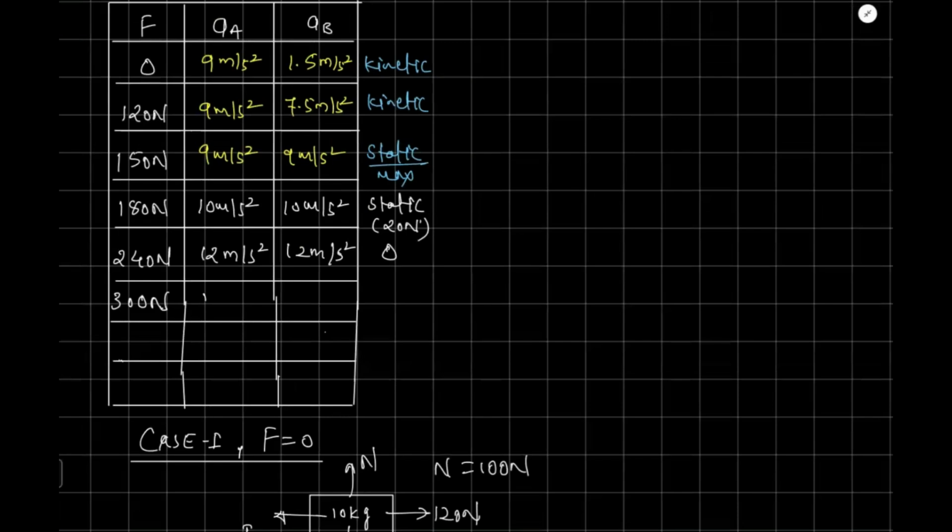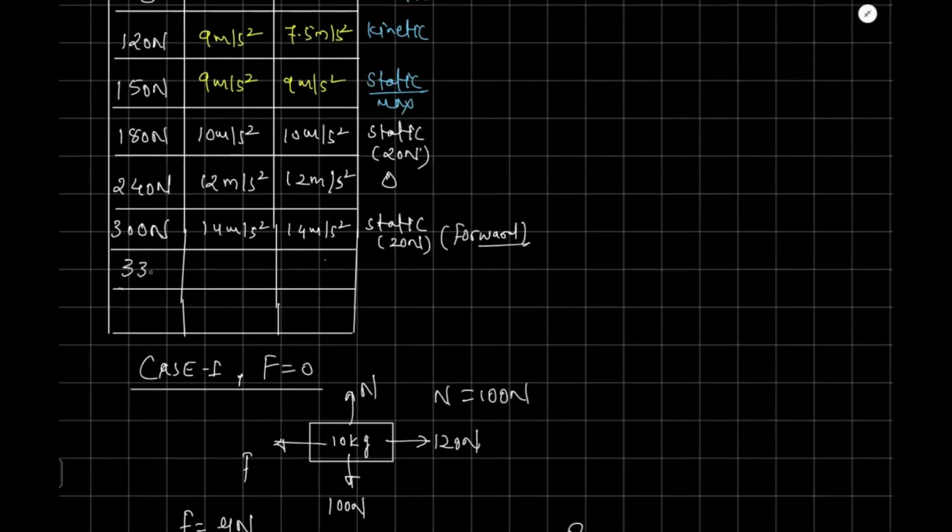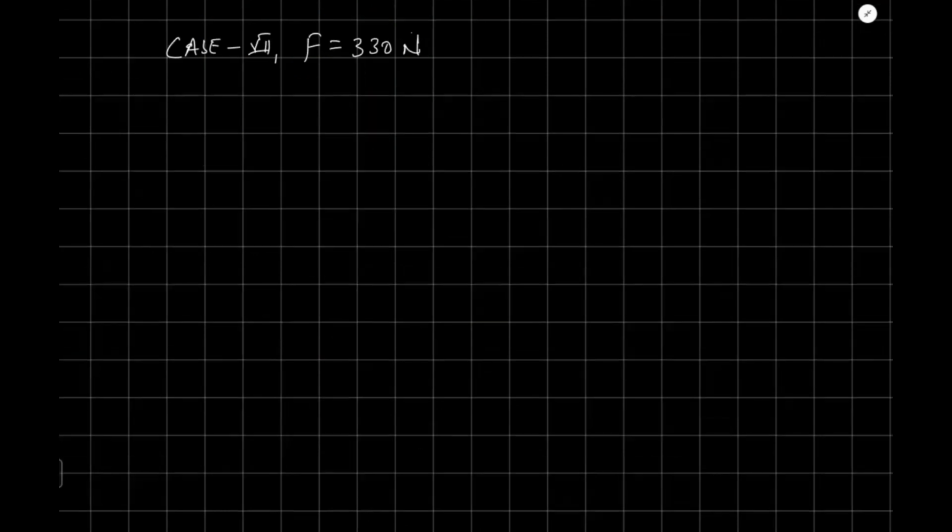The acceleration of this one is 14 meter per second square and acceleration of this one is also 14 meter per second square. And this time also it is a static friction and that is acting is 20 Newton. But this time it is acting on block A in forward direction. Now let's take another case. Now when this force is 330 Newton, again you have to find what is the acceleration of A and acceleration of B. Let's solve it again now.